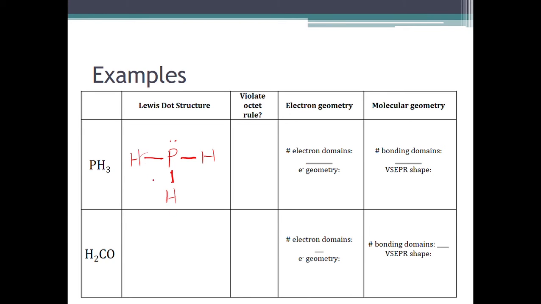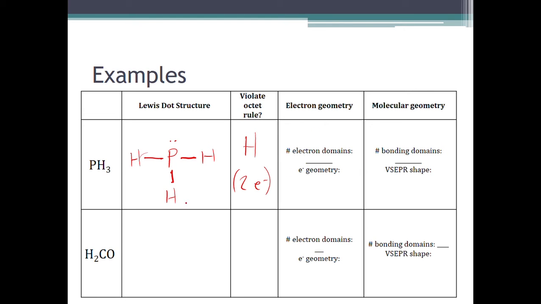Each hydrogen only has 2 electrons, and that is a violation of the octet rule. But that's okay. It might be a violation, but it's one we expect. It's one that should be there. And in fact, if hydrogen had anything other than 2 electrons, that would be a problem. So hydrogen does violate the octet rule, but in a way that's okay.